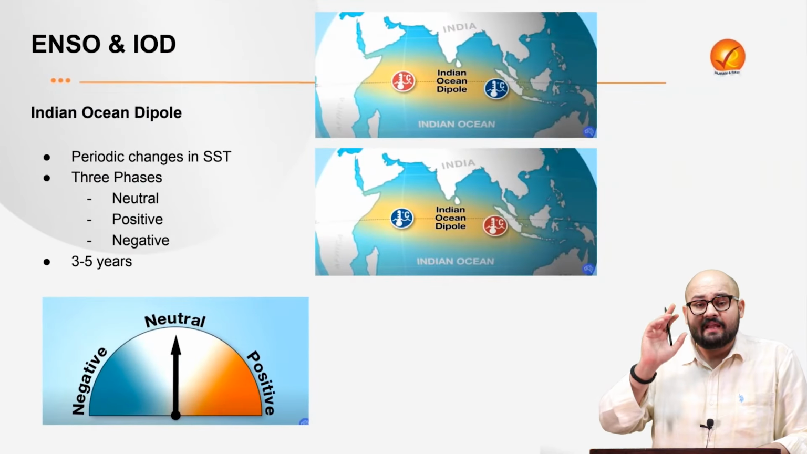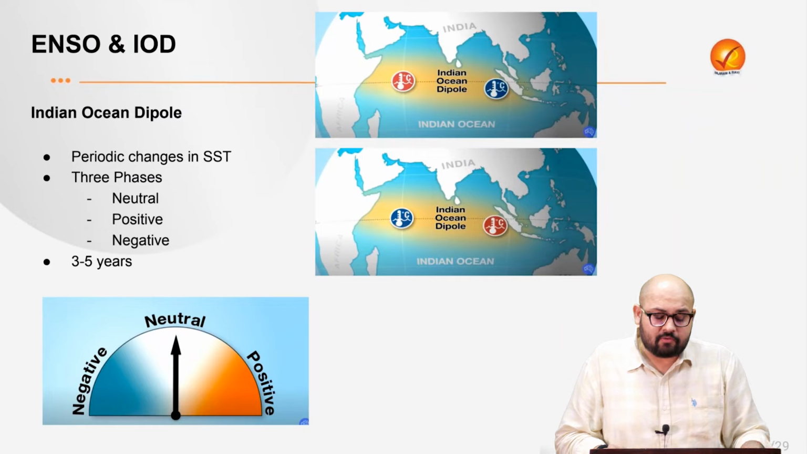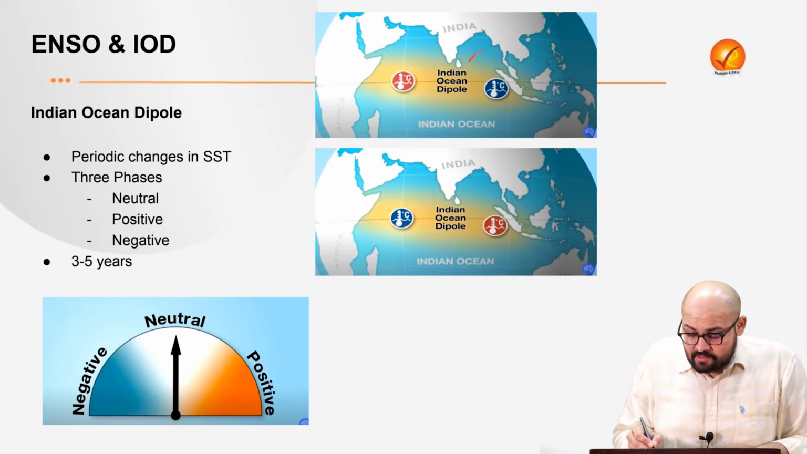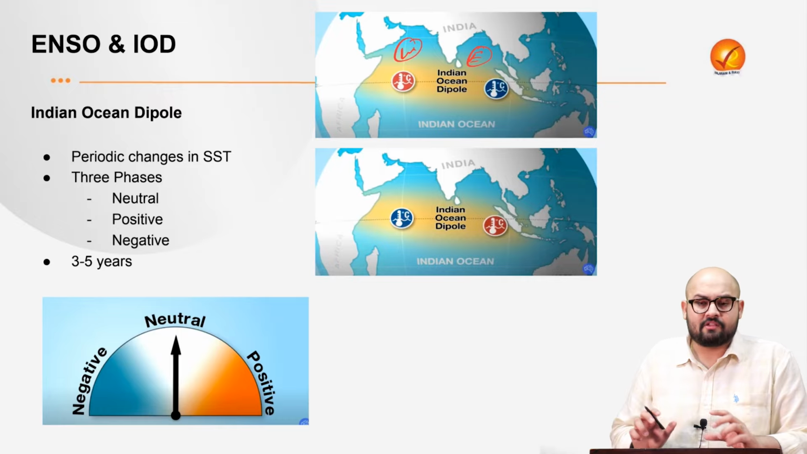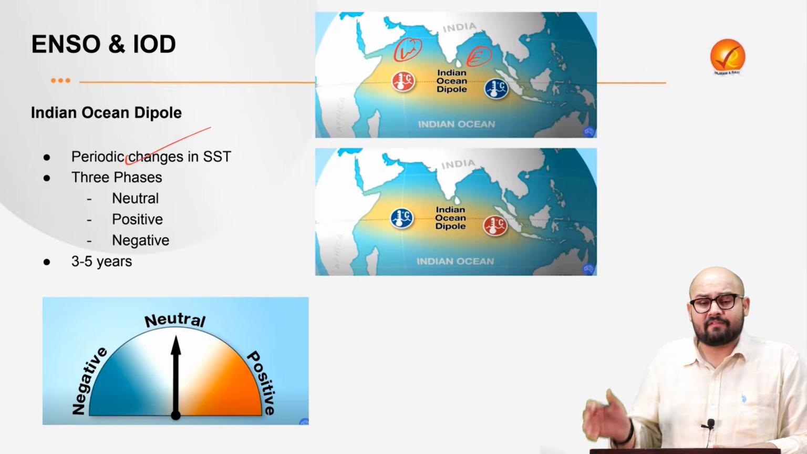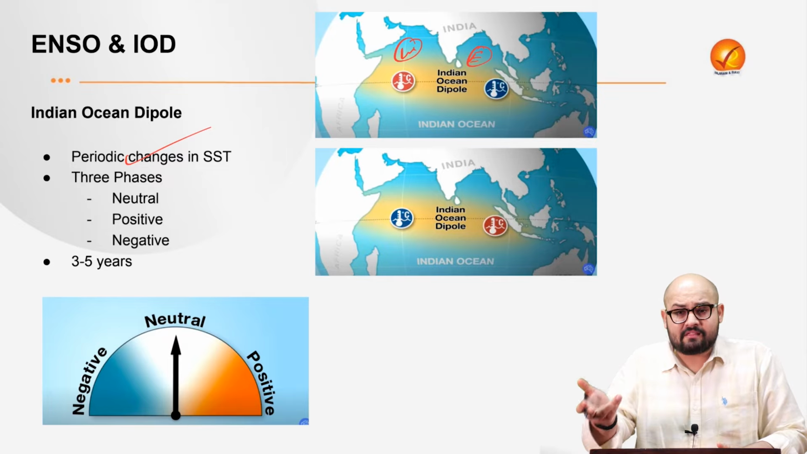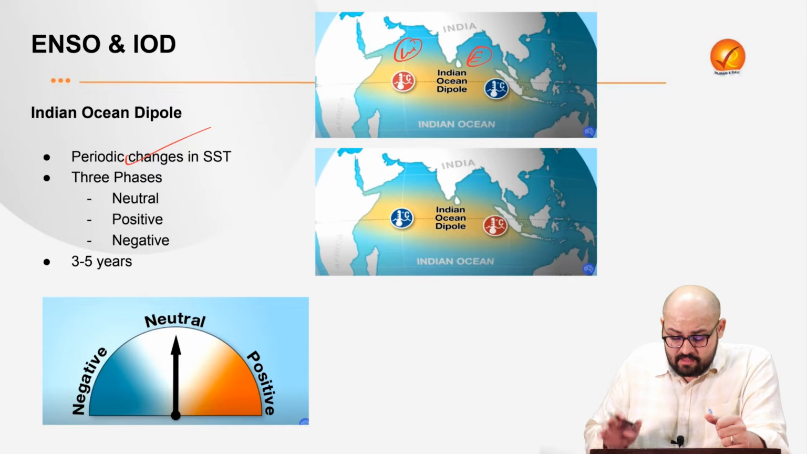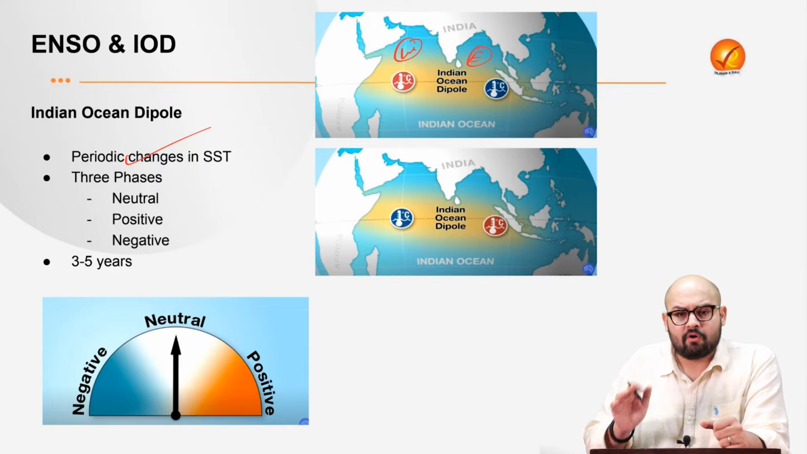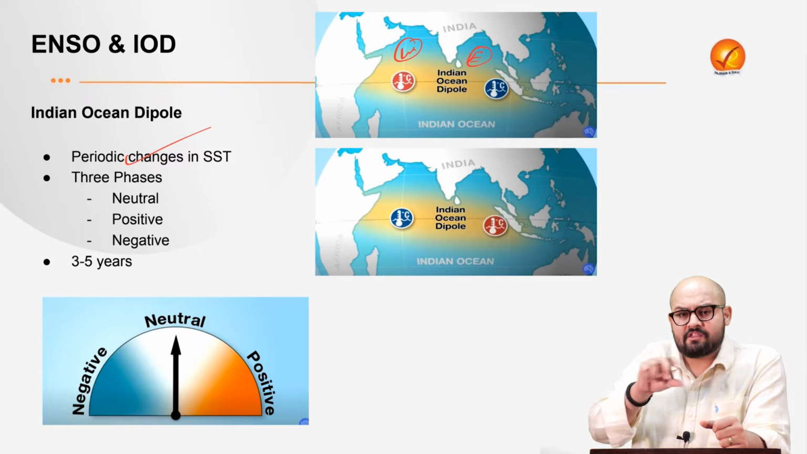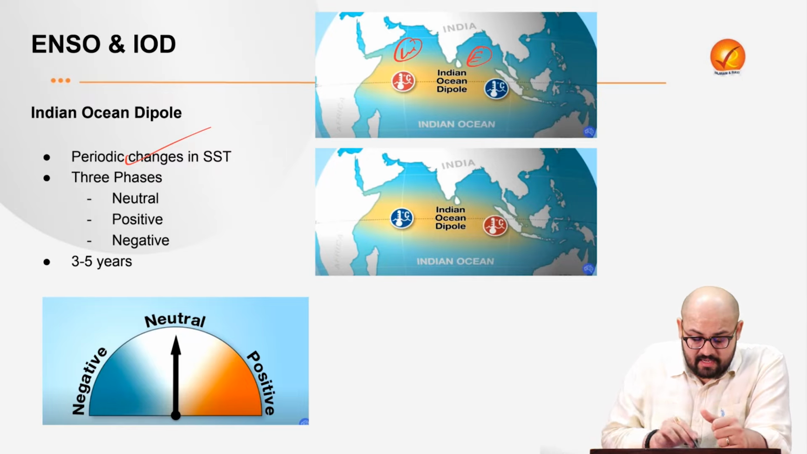Now, the concept of the Indian Ocean Dipole. Now, what is this Indian Ocean Dipole? See, you have got the Indian Ocean, right? We have got the eastern side and we have got the western side. Now, there is a periodic change in the sea surface temperature on the eastern and the western side. Sometimes the eastern side becomes warmer than the western side. Sometimes the eastern side becomes colder than the western side. So that constant change is what is known as the Indian Ocean Dipole.